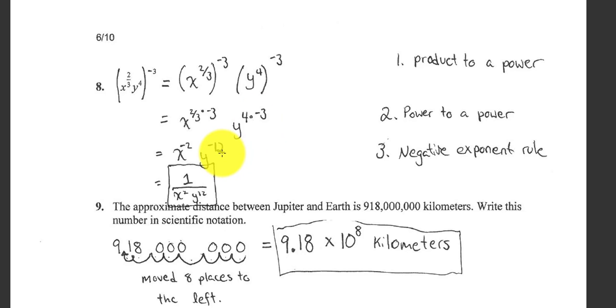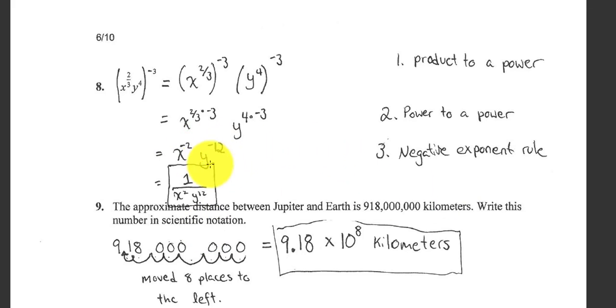That becomes negative 12. Sometimes people need a refresher with multiplication of fractions, right? 2/3 times negative 3 is negative 2. Because really, you could think of this as negative 3 over 1. So you'd have 2 times negative 3, which is negative 6, divided by 3 times 1, which gives me negative 2, right? 2/3 times negative 3 over 1 equals negative 2.